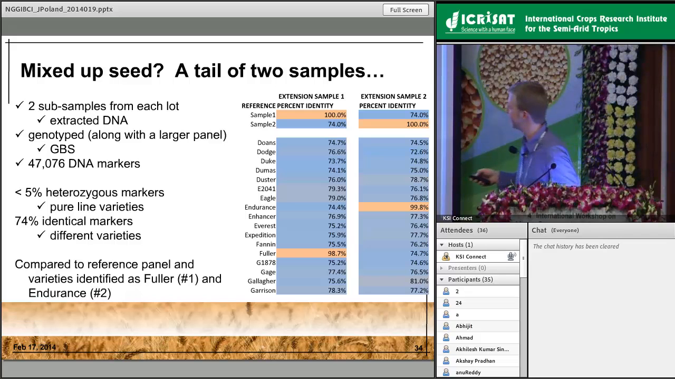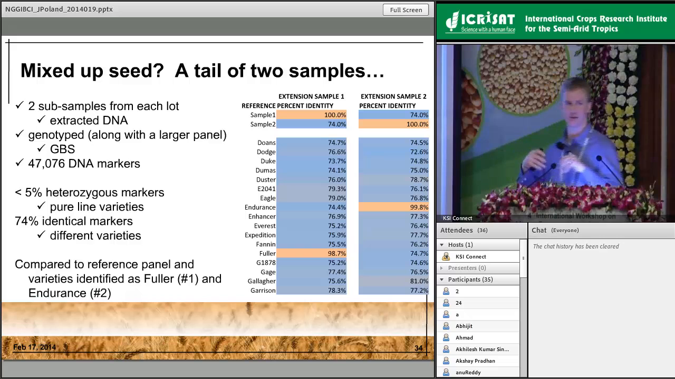They were less than 5% heterozygous, so that told us that they weren't seed mixtures, that they were pure lines, truly varieties, and they were only 74% identical at all the shared markers that were not missing data. So really, for any two random varieties out there, they're anywhere between 60 to 80% identity. And so we could tell that they're different varieties pretty easily.